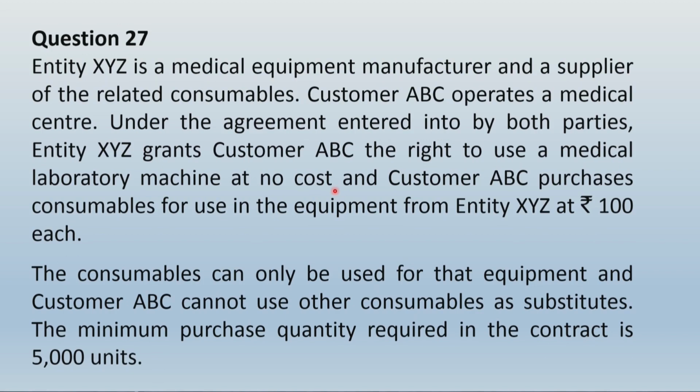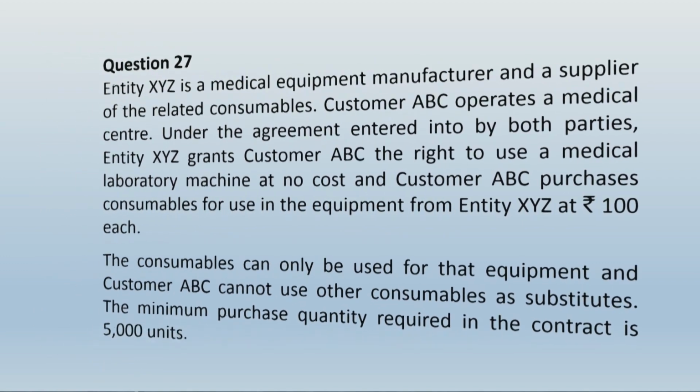The only condition it is putting is that the customer must purchase the consumables necessarily from the supplier only, and the supplier will charge rupees 100 for each unit of these consumables. Now the contract is requiring a minimum purchase quantity of 5,000 units. What does that mean? That every year the customer will have to pay rupees 100 multiplied by 5,000 units, that is rupees 5 lakhs compulsorily, unavoidably.